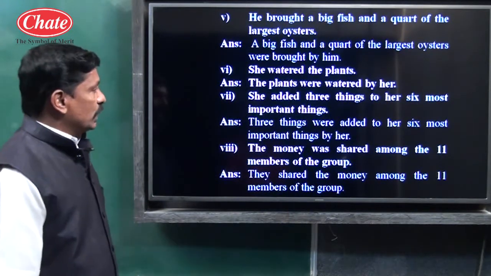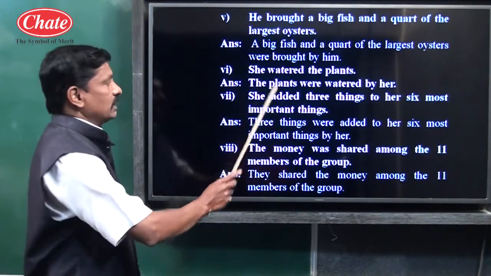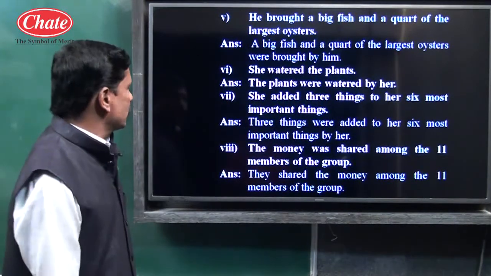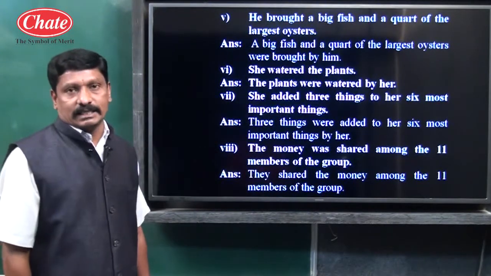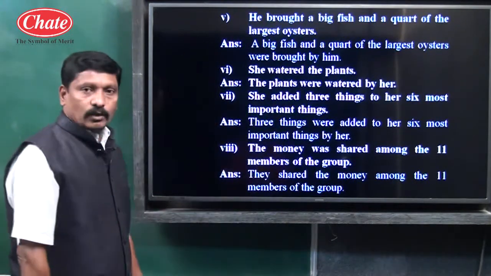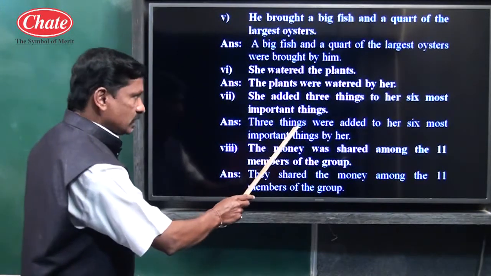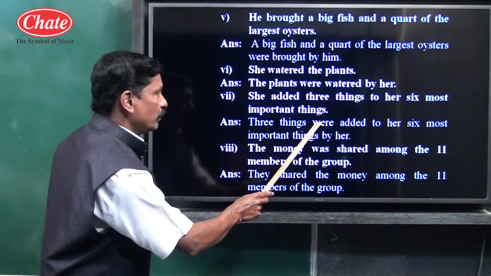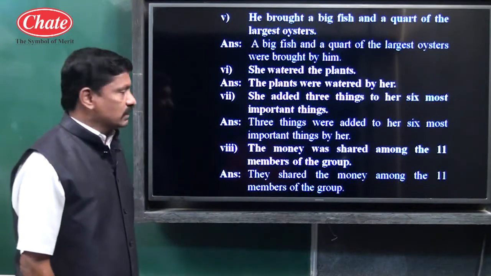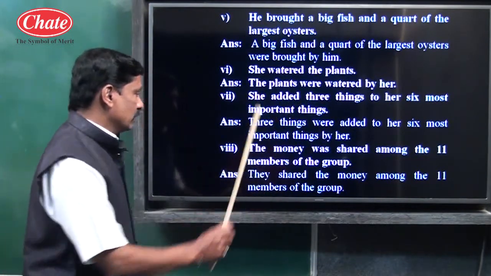She added 3 things to her 6 most important things. She is the subject, added is the verb, and 3 things and the rest of the part is the object. So children, example number 7 is also an active structure. We shall find the object. She added. What did she add? 3 things. So children, 3 things were added. Why were? Because it is simple past tense. The helping verb were has been used because the given sentence is in simple past tense. 3 things were added to her 6 most important things by her.